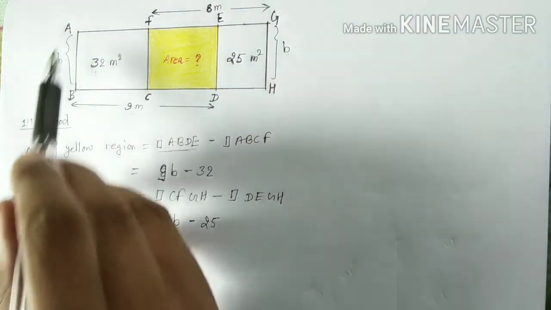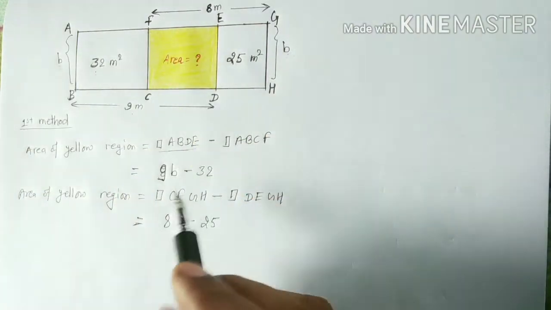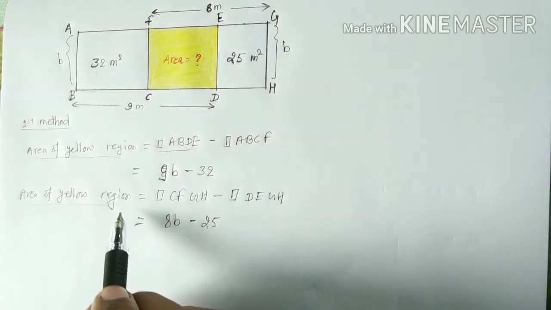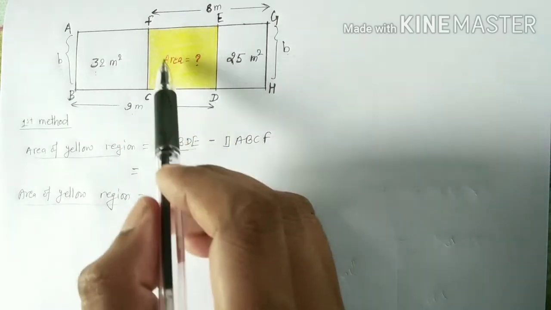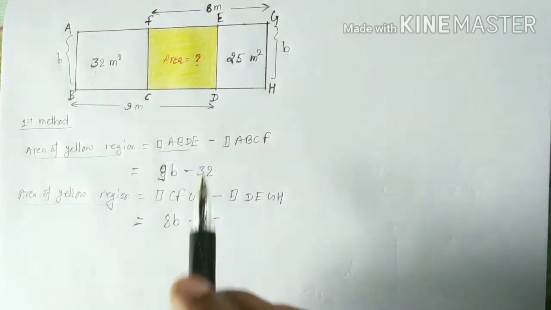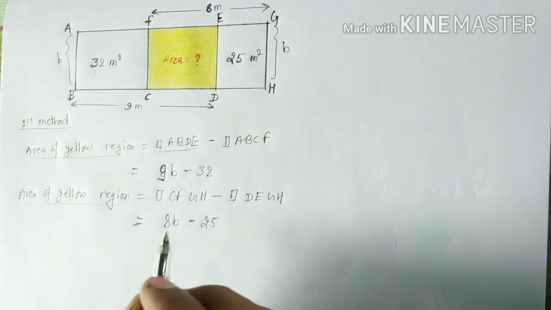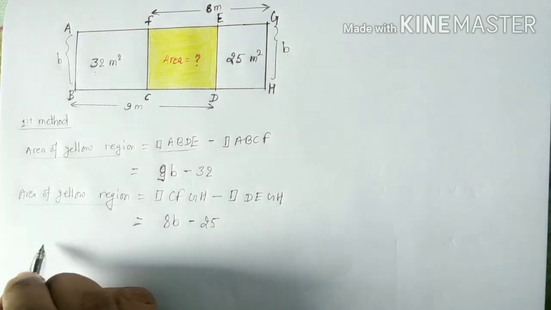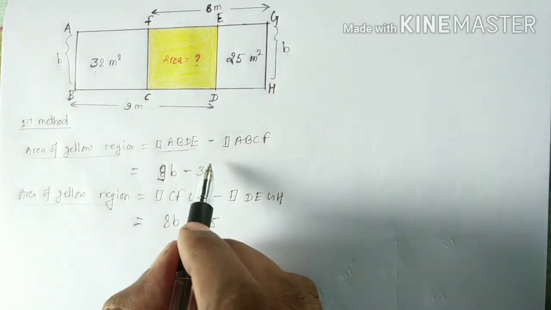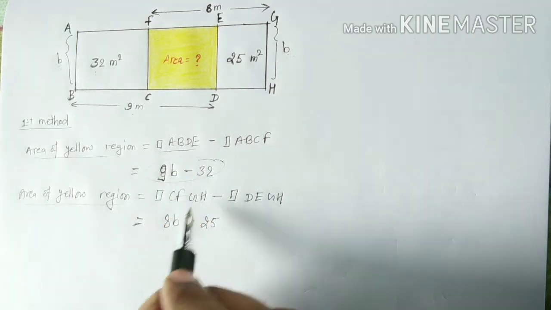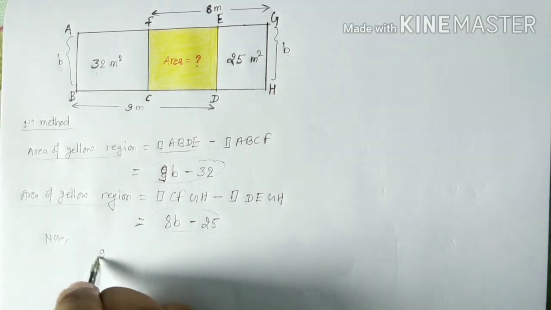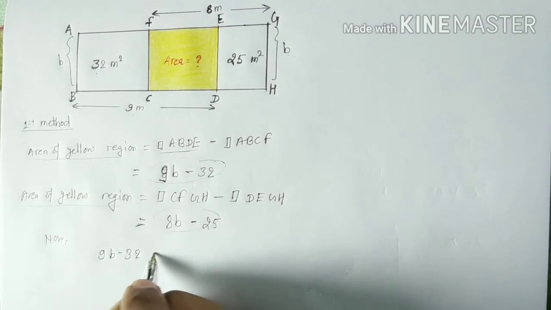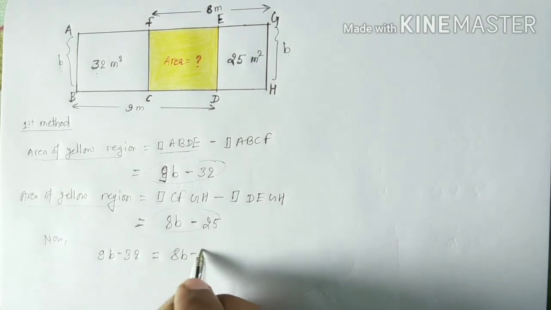So from both the left side and right side we got the area of yellow region, but we have only one quadrilateral colored by yellow color. So we can have their areas equal. This is the area of yellow region and this is also the area of yellow region. So we can equate them. Now 9b minus 32 is equal to 8b minus 25.